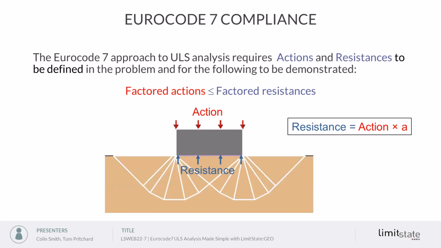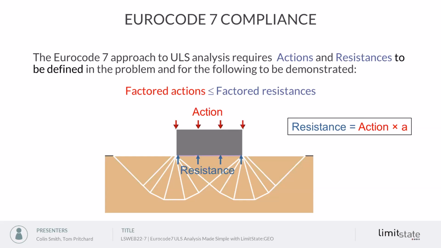Then you have to show that you comply with Eurocode 7. The core equation in Eurocode 7 is that you have to identify an action and resistance and show that a factored action is less than a factored resistance. For something like a foundation, that's quite straightforward. You have an action applied, load on the foundation, and the resistance is the resistance of the soil at failure. And in the software, you can find out that resistance because it's the action multiplied by the adequacy factor. So if your adequacy factor is bigger than 1, then your actions are automatically less than your resistances.